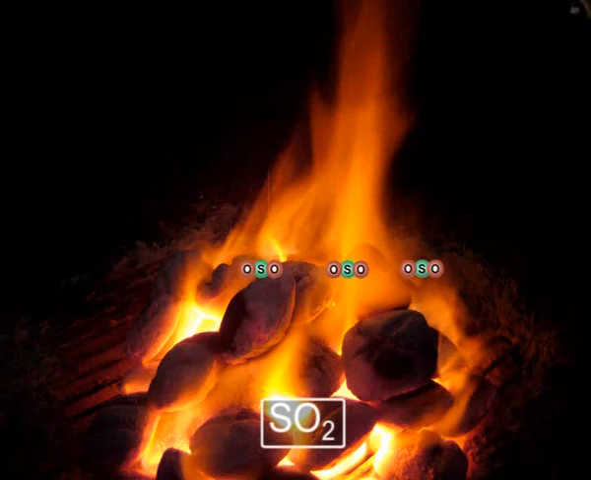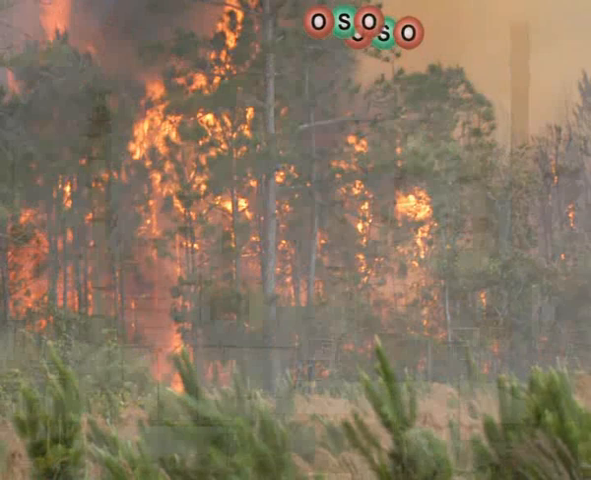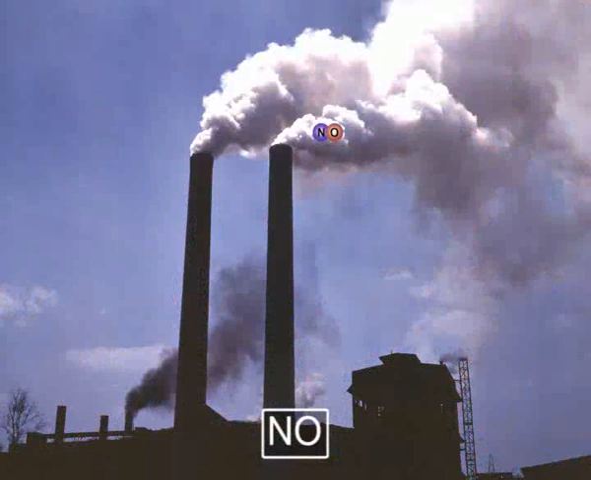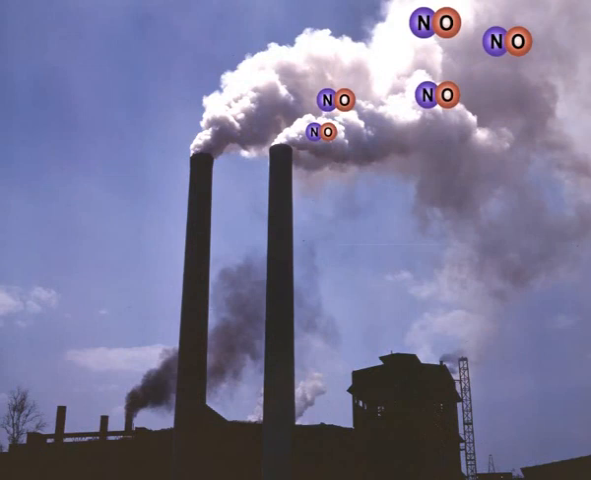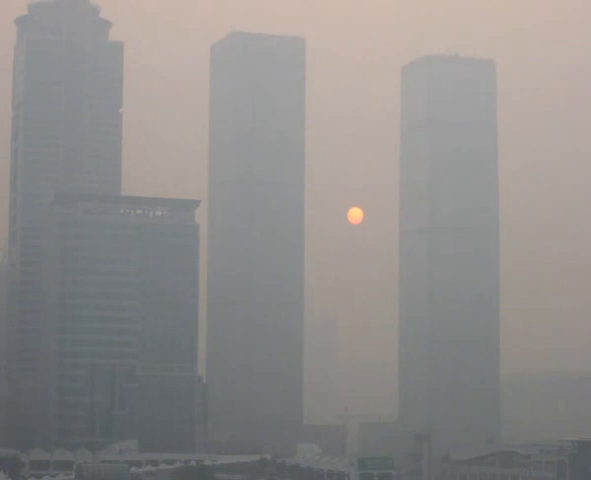Sulfur dioxide is mainly produced due to burning of coal with sulfur. Ore smelters, volcanic eruption, industries, vehicular pollution, forest fire, and oil refineries also produce sulfur dioxide. Nitrous oxide is produced due to combustion of fossil fuels at high temperatures in industries, vehicles, and nitrogen fertilizer plants. It is responsible for formation of photochemical smog.